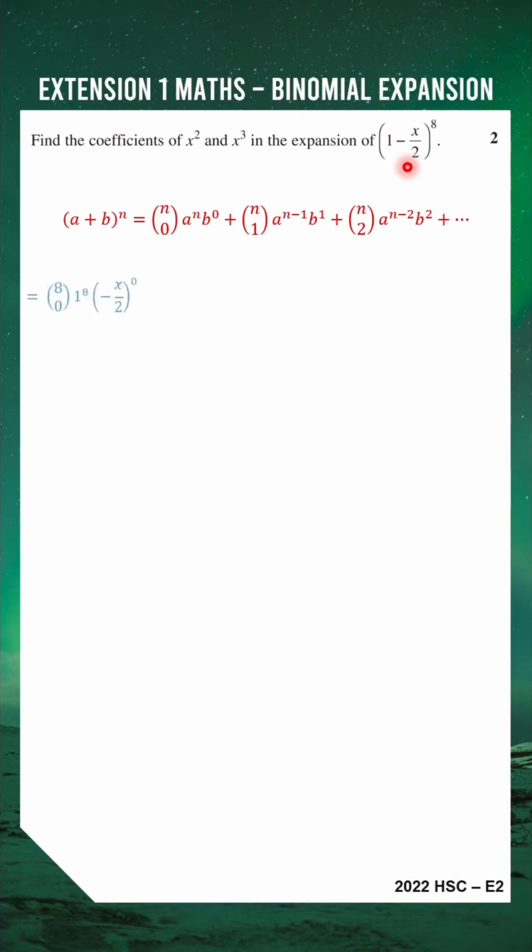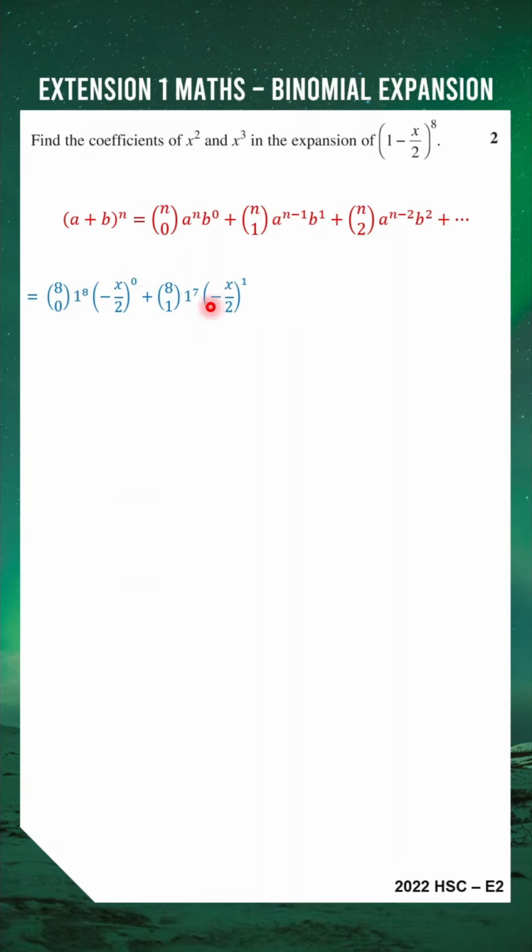So our first term is going to be, our power is 8, so we're doing 8c0. We've got the first term, which is 1 to the power of 8, and my second term is negative x over 2, so I'm doing that in a bracket to the power of 0. Now I've got my structure set up. It's really easy. I just move through and I increase these two numbers by 1 and I decrease the power of the 1 by 1.